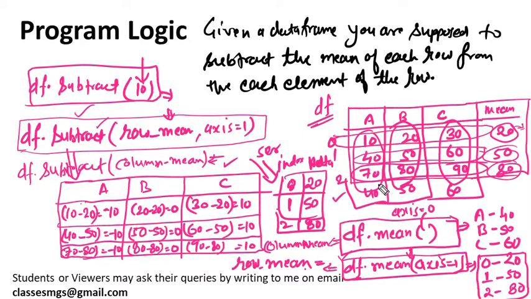So it will subtract 40 from each element of column A, 50 from each element of column B, and 60 from each element of column C. So this is how you can do it. Now we can go ahead and write the Python program to implement this.